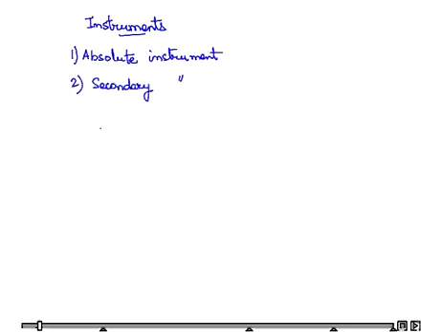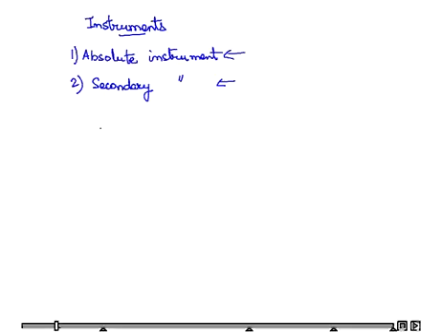The second type of instrument is secondary instruments. The deflection of such instruments gives the magnitude of the electrical quantity to be measured directly. These instruments are required to be calibrated by comparison with either an absolute instrument or with a secondary instrument which has already been calibrated before. We will just brief out: absolute instrument does not need any comparison and secondary instrument needs comparison.